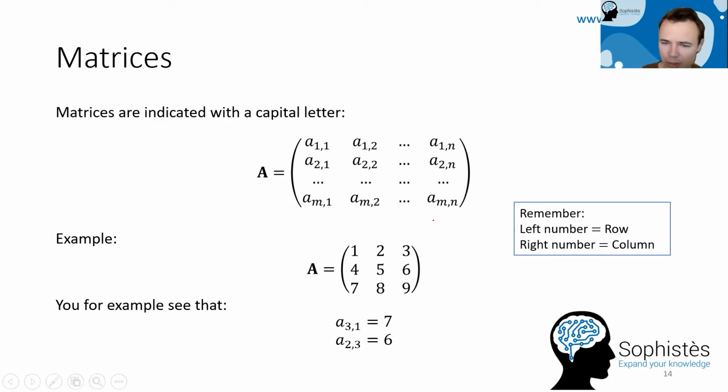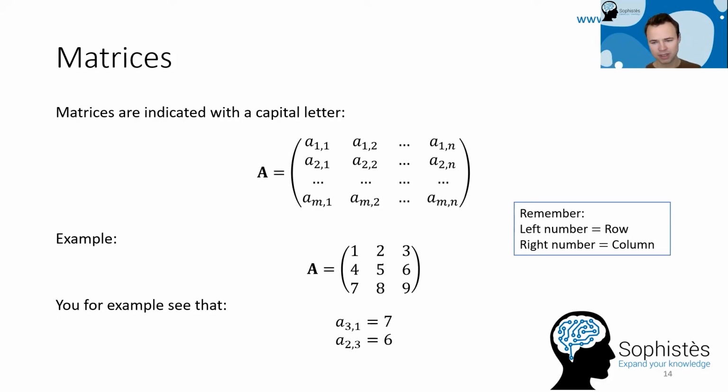Okay, so I think that's what you should remember with vectors: how to calculate the length of a vector, how to add them together, how to multiply them with a constant, and how to multiply them with each other. And remember, multiplying vectors with each other gives you a number and not a vector.